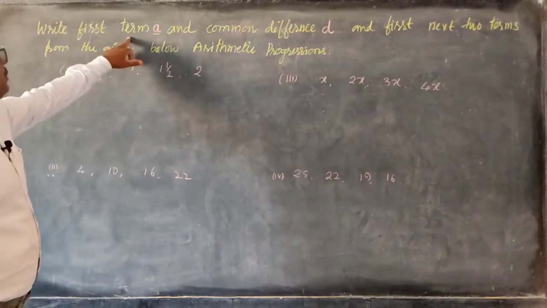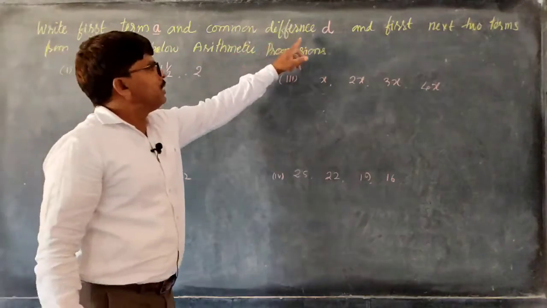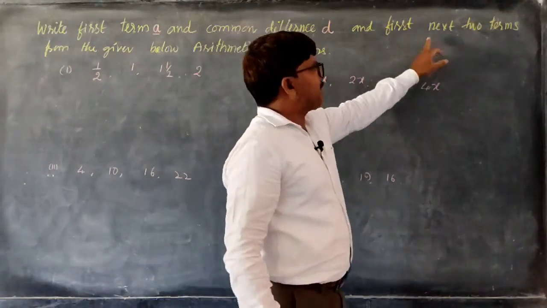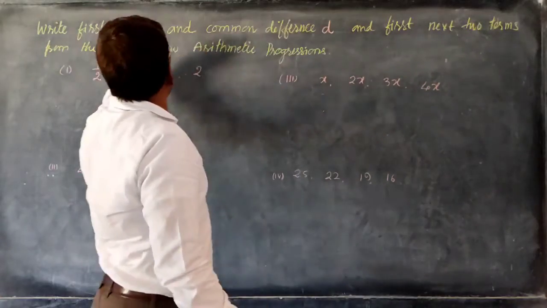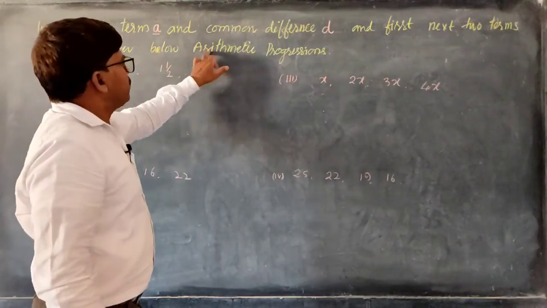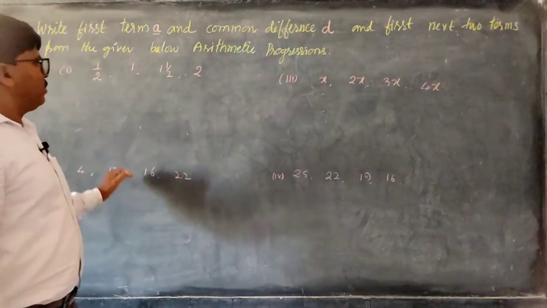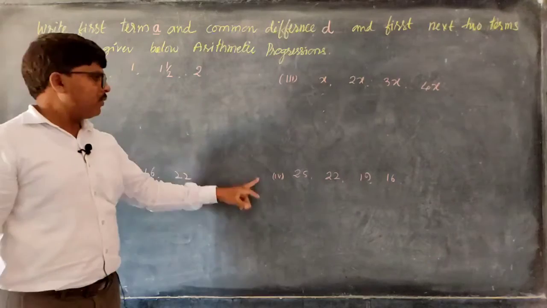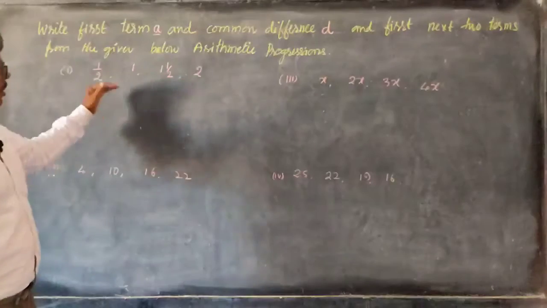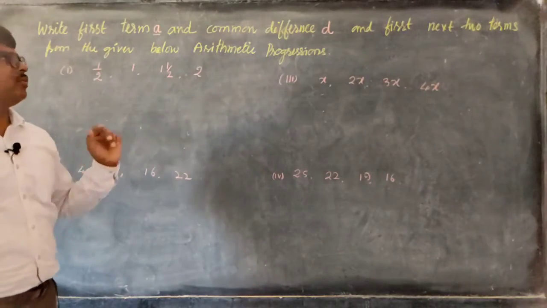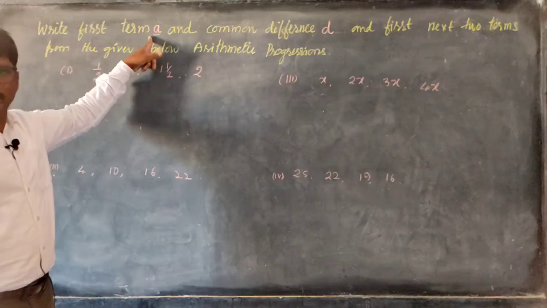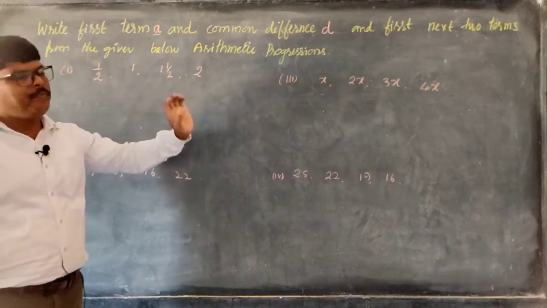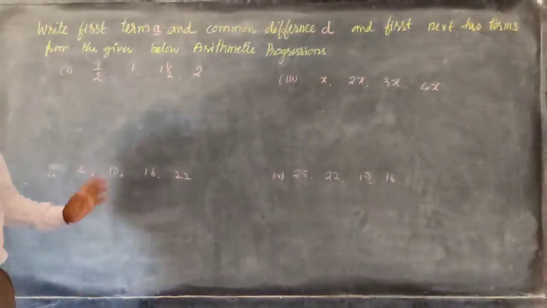Write first term A and common difference D and find the next two terms from the given arithmetic progressions. So there are 4 problems. From these 4 problems we have to find the first term A and common difference D, and then we have to write the next two terms.